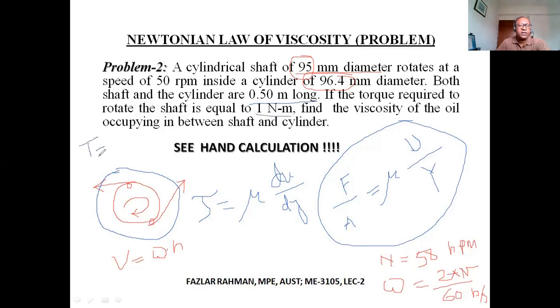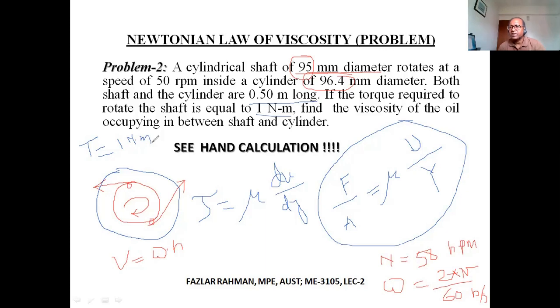T is given as 1 Newton meter. With the 1 Newton meter torque you apply, the shaft rotates at 50 RPM. Now it's saying find the viscosity of the oil occupying the space between the shaft and cylinder. What type of fluid do you need? What will be the viscosity of the fluid? That you need to figure out.